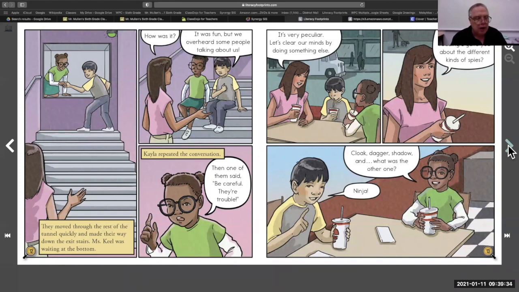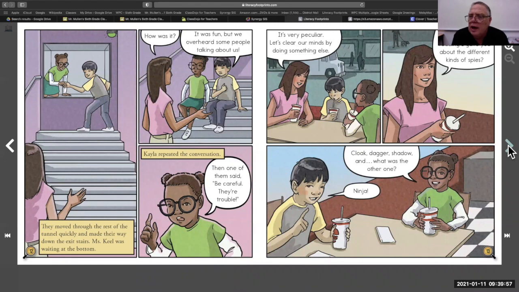They moved through the rest of the tunnel quickly and made their way down the exit stairs. Miss Keel was waiting at the bottom. "How was it?" "It was fun, but we overheard some people talking about us." Kayla repeated the conversation. Then one of them said, "Be careful, they're trouble."